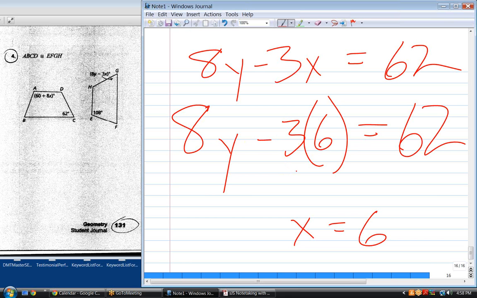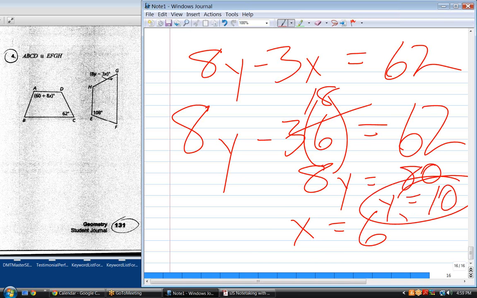So minus 18. So 8y minus 18 equals 62. Next line. Plus 18. So 8y equals what? 80. Y equals 10. So y equals 10, x equals 6. We got our solution. We're done.